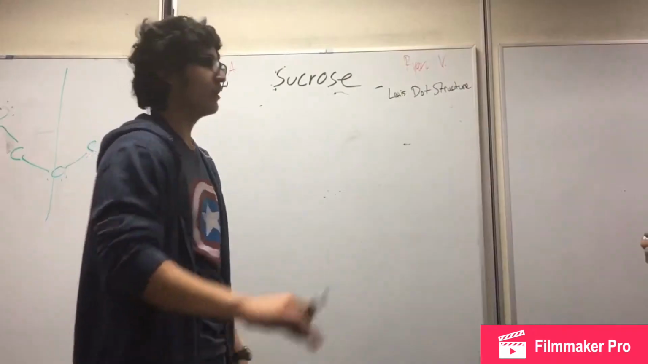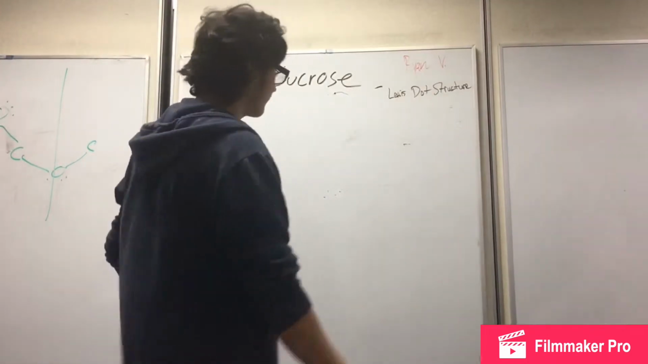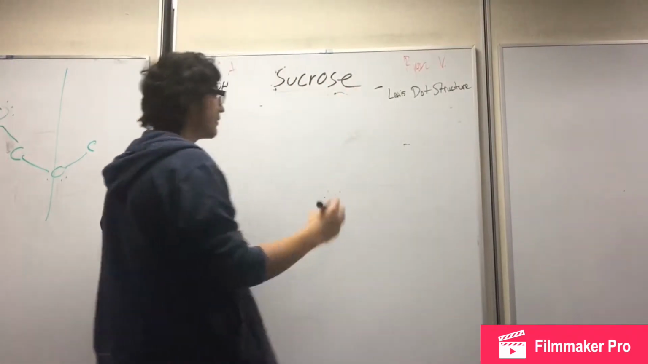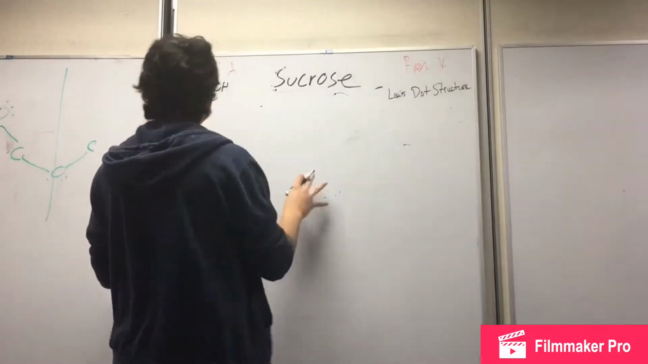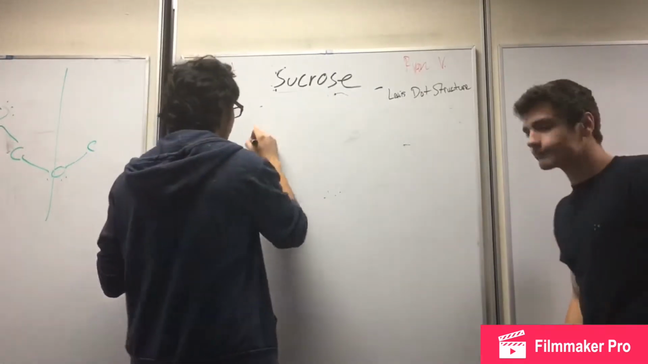Sucrose. Allow me to demonstrate the Lewis dot structure of sucrose. It's a very complex molecule, two halves, so I'll be doing the first half and then the second half will come later. Hopefully I'll be doing it quick enough.